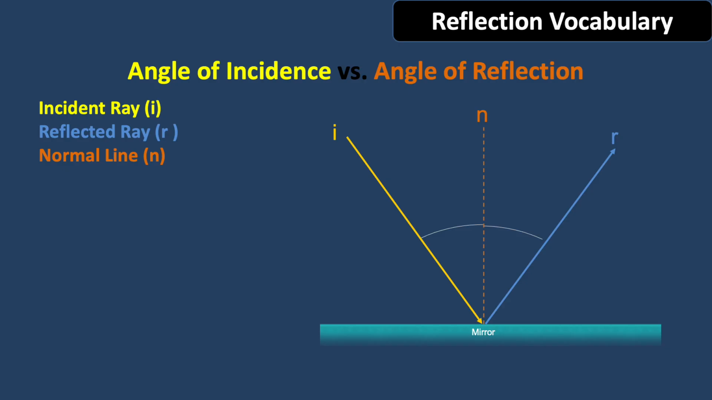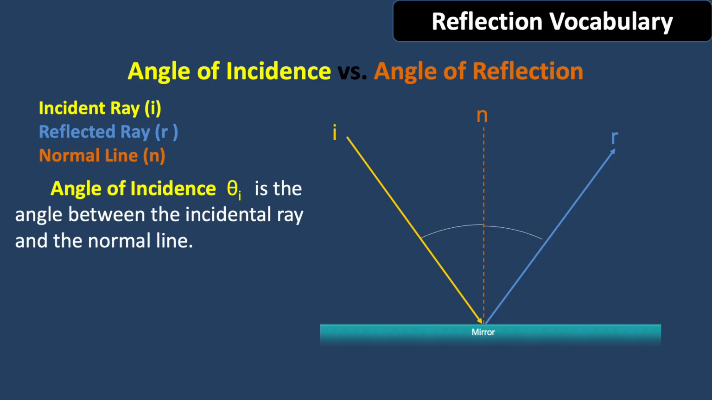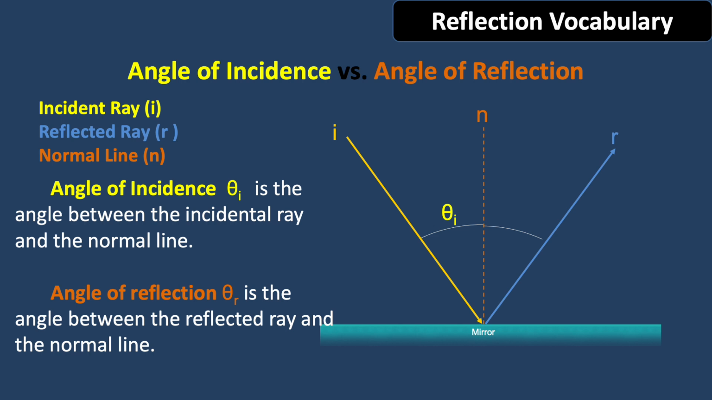Now for the angles. In math, the Greek letter theta is the most commonly used to represent an angle. The angle of incidence is denoted as theta and small letter i. It is the angle measured between the incident ray and the normal line, and this tells us the angle at which the light is arriving. And finally, the angle of reflection, which is denoted as theta and a small letter r. It is the angle measured between the reflected ray and the normal line. This tells us the angle at which the light is leaving.